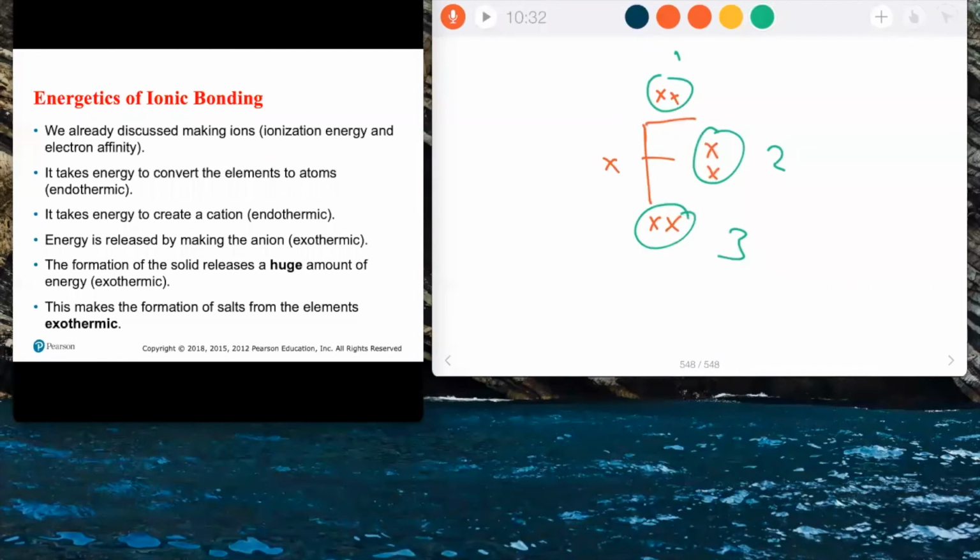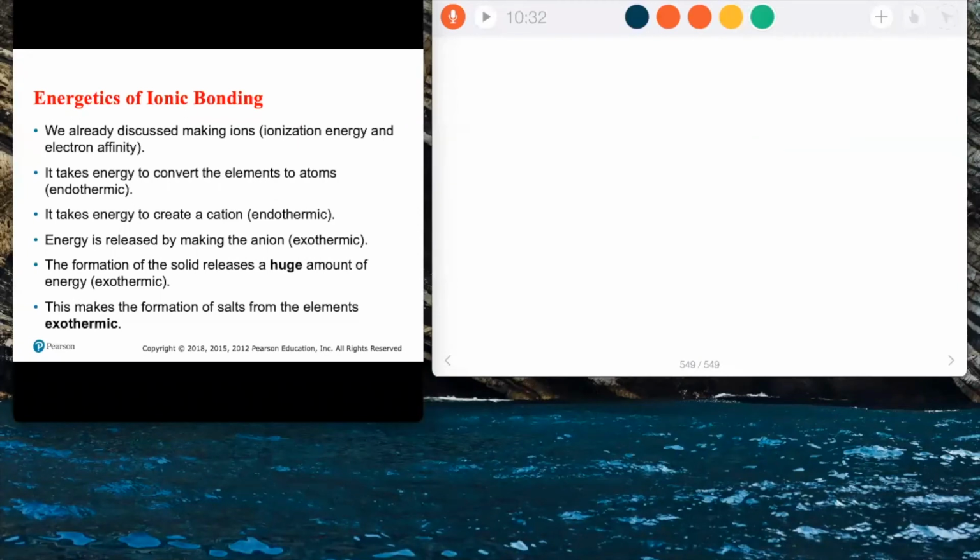Now, the amount of energy required to break the ionic bond is called the lattice energy, all right? And it's measured in what? It's measured in kilojoules per mole.